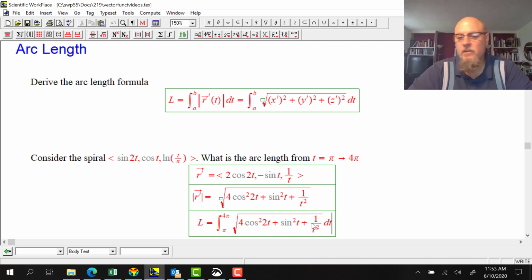This is too hard for us to integrate. There's no simple technique that we know to integrate this. We'll have to use some numeric value. I'm just going to leave it like this. What is the arc length? It's the solution to this integral.